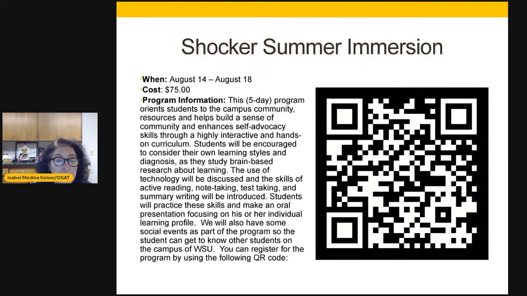So we're going to talk about active reading, note taking, test taking, and summary writing. And then the students will practice using some of these skills on how to do an oral presentation focusing on their individual learning profile. So we're going to talk about what's the best way that they learn, what are their strengths, because I really feel that our students need to know their strengths. It's not just all our weaknesses, it's also our strengths.